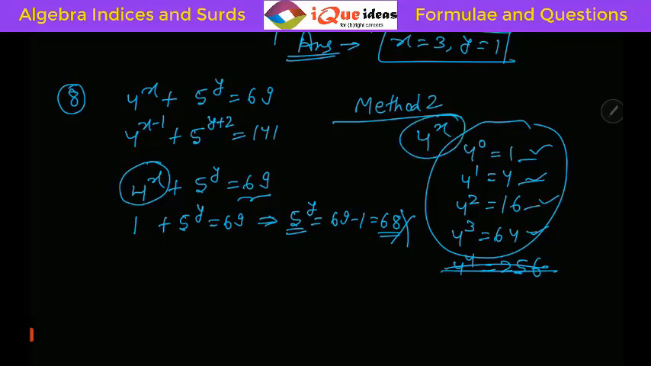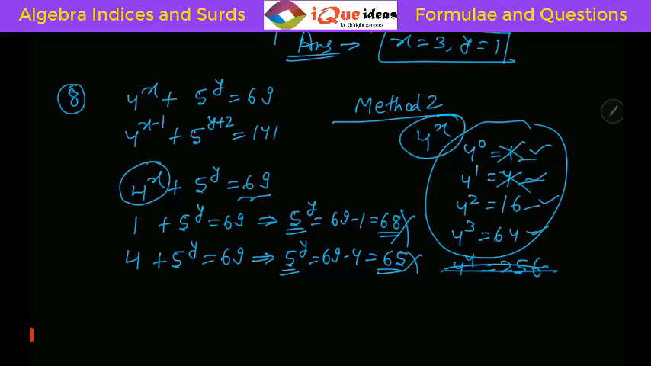Now let's take the next one. If I take 4 raised to x as 4, plus 5 raised to y equal to 69, this means 5 raised to y will be 69 minus 4, that is 65. Now 65 is not a direct power of 5, so this also is not useful. So 1 is not useful, 4 is not useful. Now let's take 16. If I take 16 plus 5 raised to the power y equal to 69, this gives 5 raised to the power y equal to 69 minus 16, that is 53. This also is not giving us any suitable value for y.